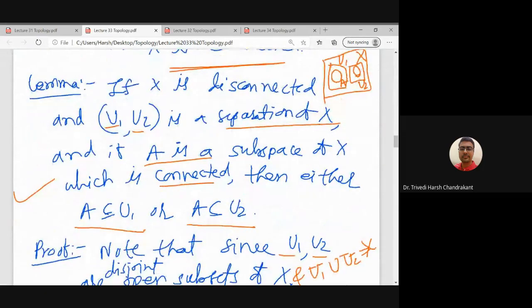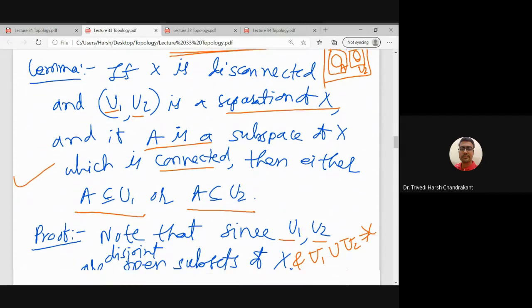later on we discussed this important result, which is that if I have a topological space which is disconnected and it has a separation, and if A is a connected subspace of X, then A will fall in either U1 or it will fall in U2. So A is a subset of U1 or A is a subset of U2. This is a very important result we will use today also.